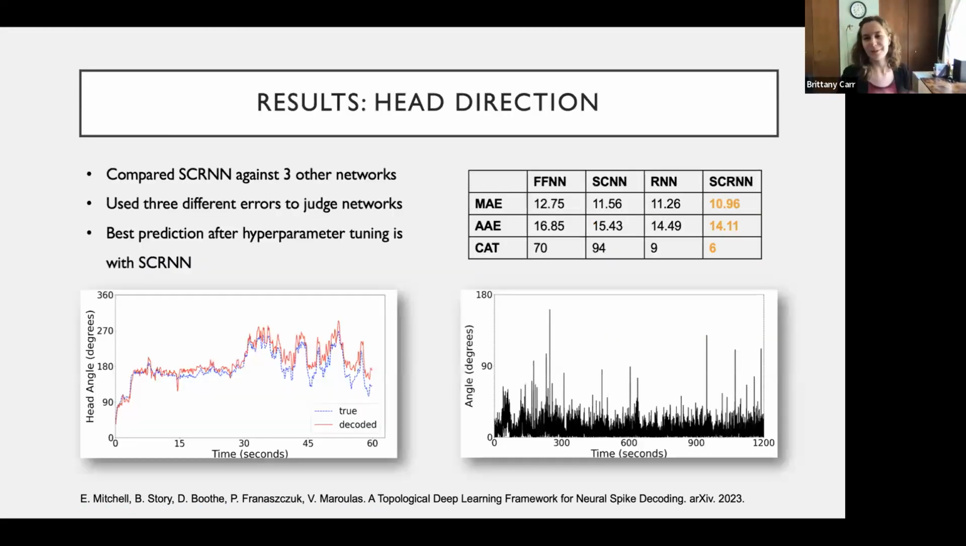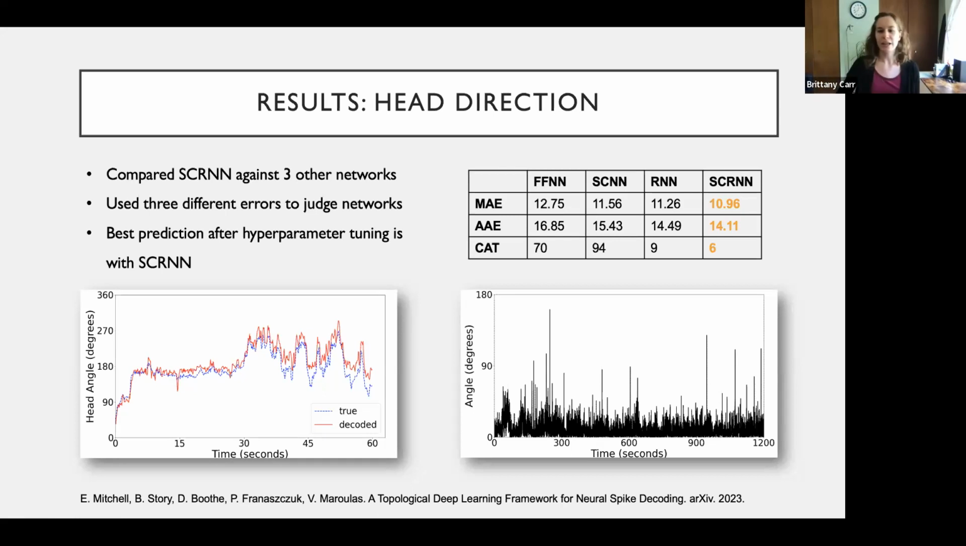Okay, so let's look at some results, because that's always fun with actual applied math, is you can throw stuff into a computer and see what happens. So we compared the SCRNN against 3 other networks, and we used 3 different errors to judge these networks. MAE stands for median absolute error, AAE stands for average absolute error, and CAT stands for catastrophic error. Catastrophic error just says, okay, how many times was my head direction estimation off by 90 or more? Because if you're off by 90 or more, your head is definitely facing the wrong way, and you have no idea what you're doing.